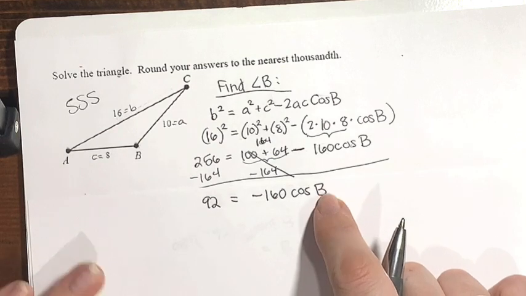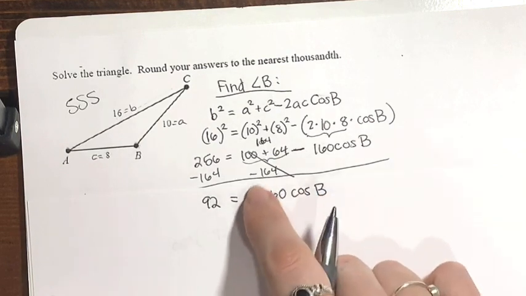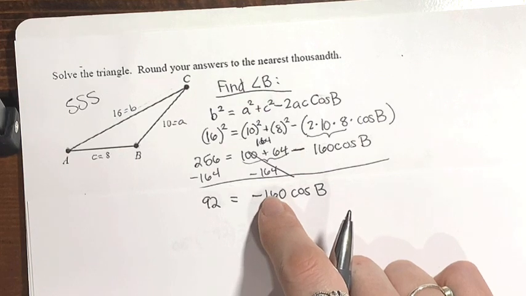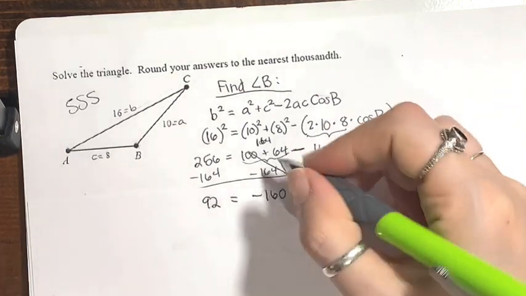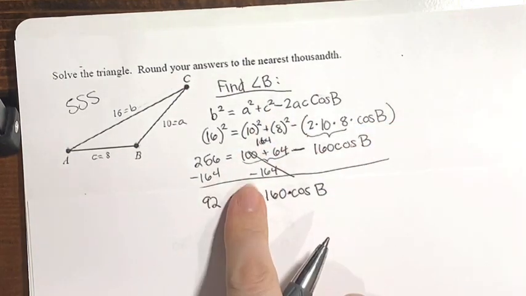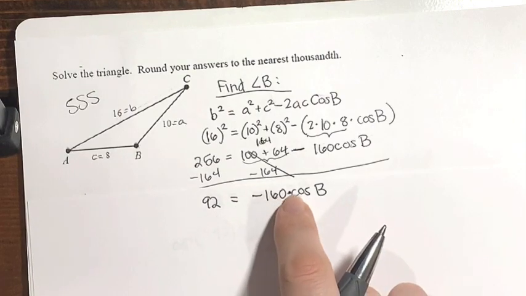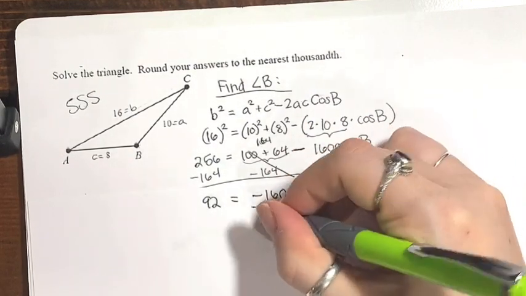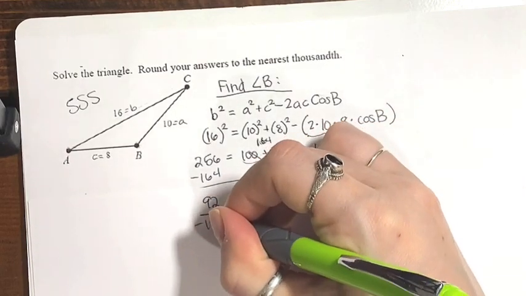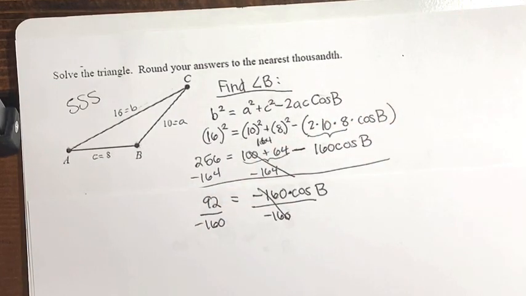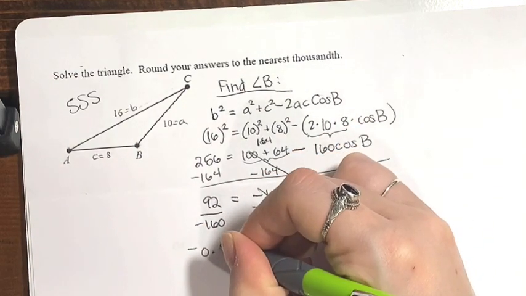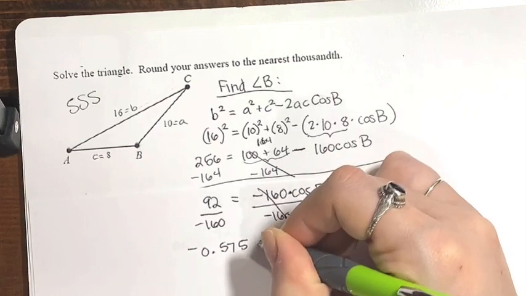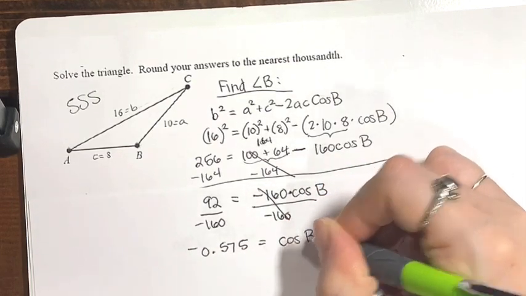So now we're still trying to solve for B, so I want to get rid of this number first. Again, a problem I see students make is they try to add the 160 over, but 160 is not being subtracted, it's being multiplied to this cosine, even though it has a negative. Don't let that negative throw you off. So to get rid of that multiply by 160, we need to divide by a negative 160. So careful on your algebra there. If I do 92 divided by a negative 160, we get a decimal of a negative 0.575, and that equals cosine of angle B.